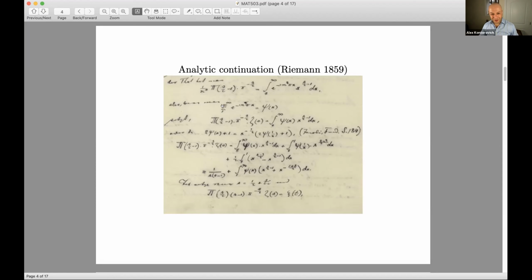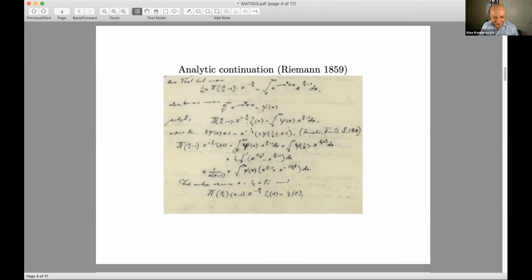So he takes the theta function, which he's calling psi, a sum from 1 to infinity of a Gaussian. He takes the Mellin transform of that and sees that that is a gamma function times the zeta function. You see this? You see how modern this is? You can just read it.